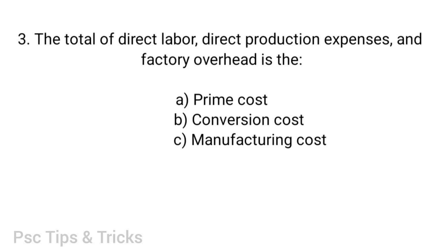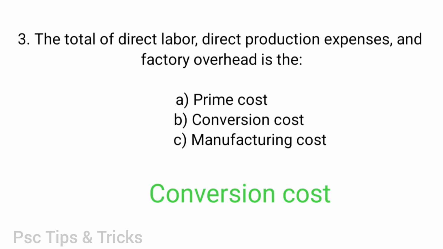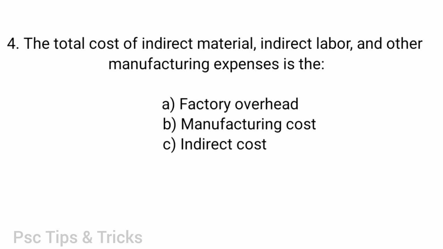The total of direct labor, direct production expenses and factory overhead is the prime cost, conversion cost, manufacturing cost. Conversion cost. The total cost of indirect material, indirect labor and other manufacturing expenses is the factory overhead, manufacturing cost, indirect cost.